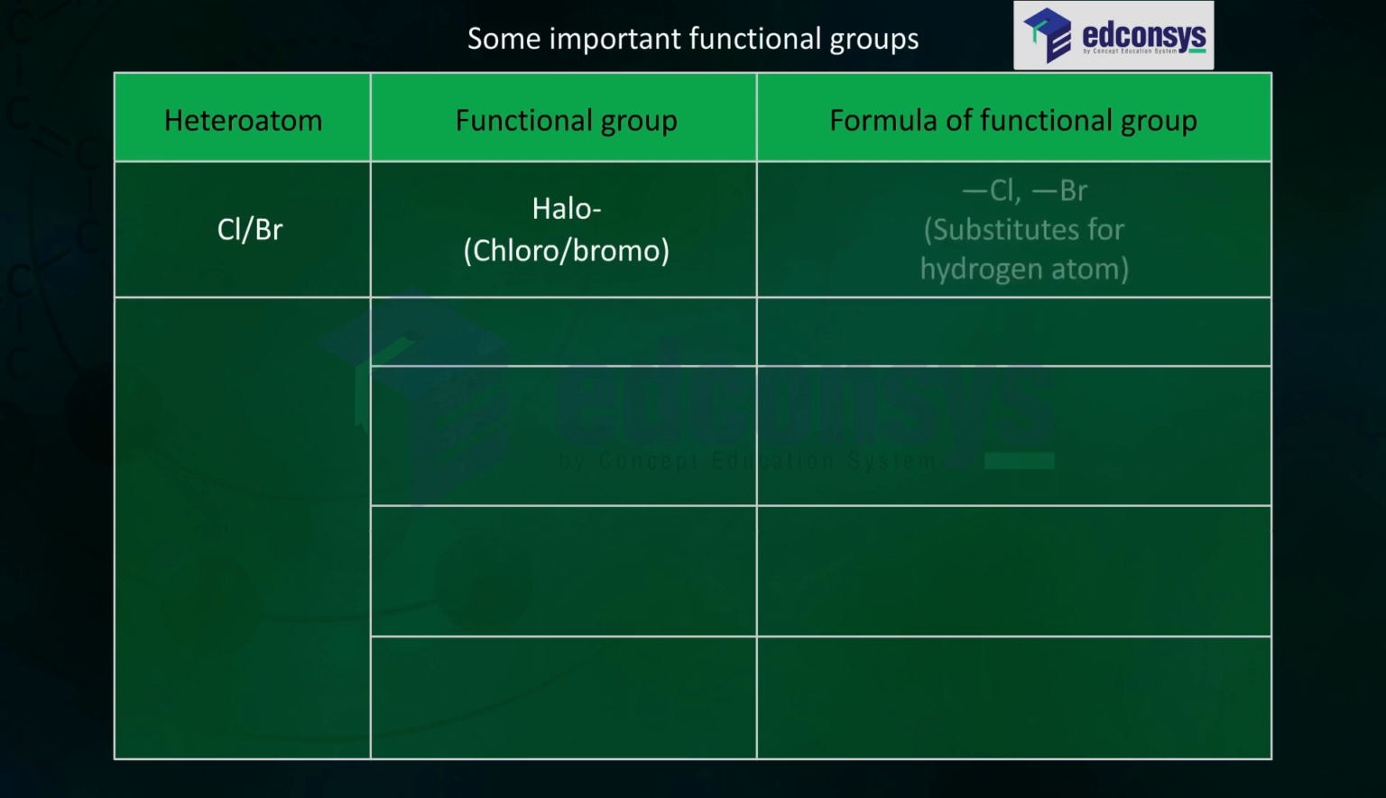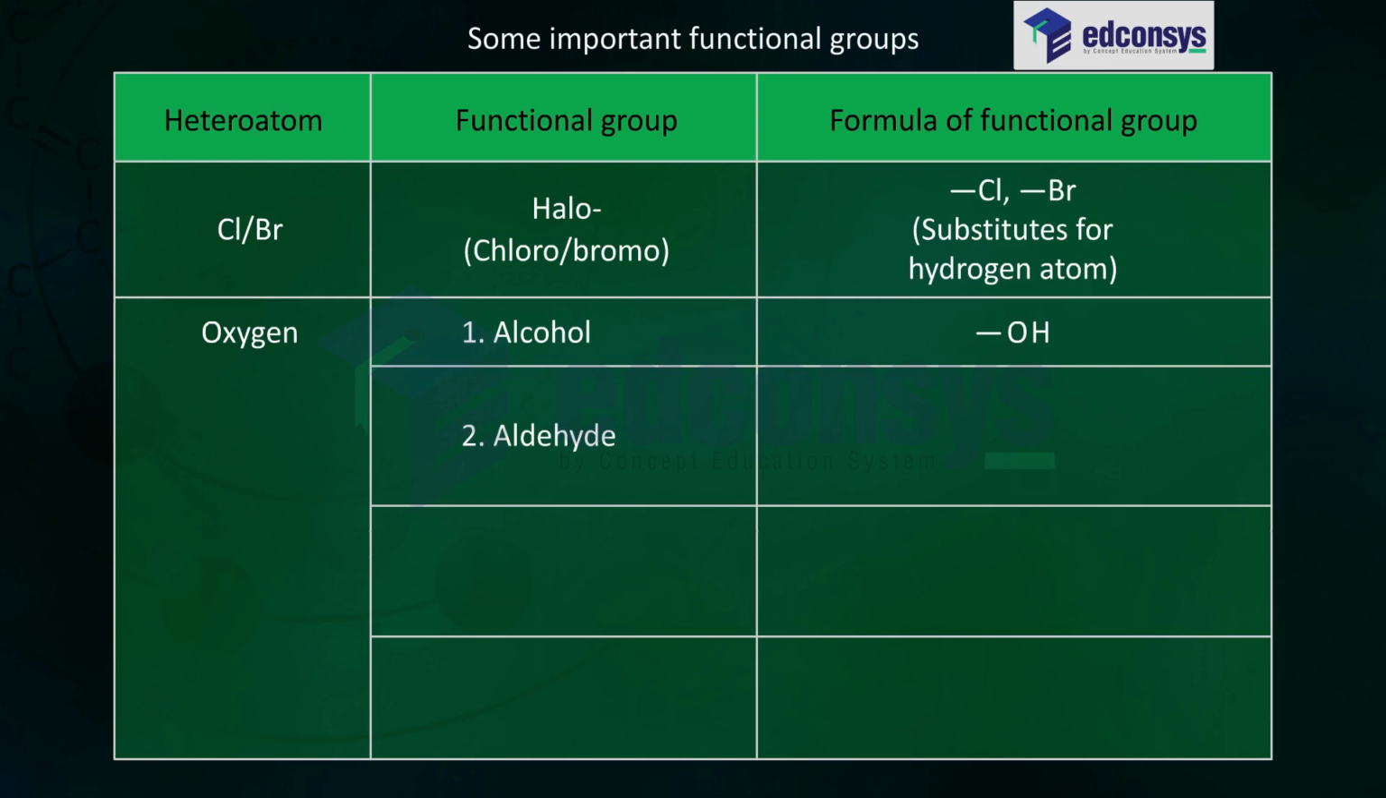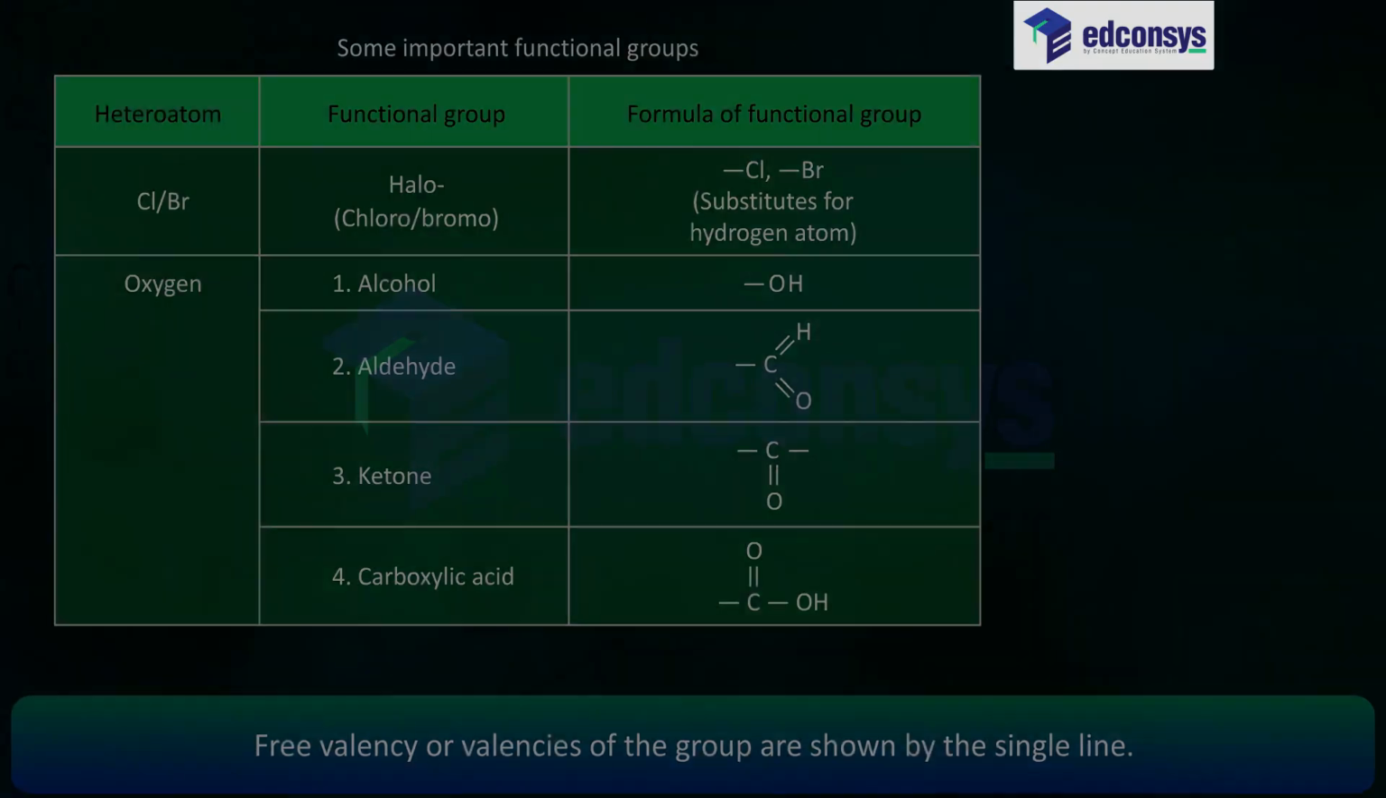Some important functional groups: heteroatom Cl, Br; functional group halo, chloro, bromo. Formula of functional group: Cl, Br substitutes for hydrogen atom. Heteroatom oxygen. Functional group: first, alcohol. Formula of functional group OH. Second, aldehyde. Formula of functional group CHO. Third, ketone. Formula of functional group CO. Fourth, carboxylic acid. Formula of functional group COOH.